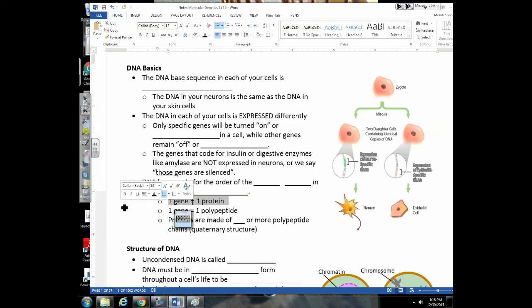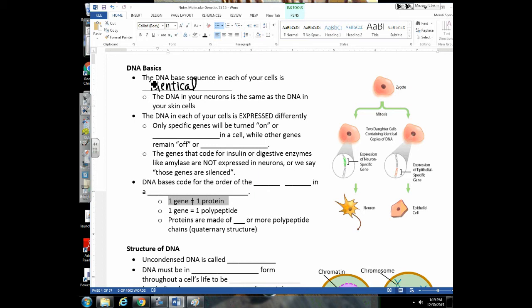Next, we're going to get into some basics about DNA. And it's important that we also address some of the misconceptions that students have about DNA. Now, you know that you're made of different types of cells, and so a misconception is that each cell has its own specific DNA, and that's not true. The DNA base sequence in each of your cells is identical. So if I wanted to sequence your DNA, I could use a liver cell or I could use a skin cell, and I would get the exact same base sequence.